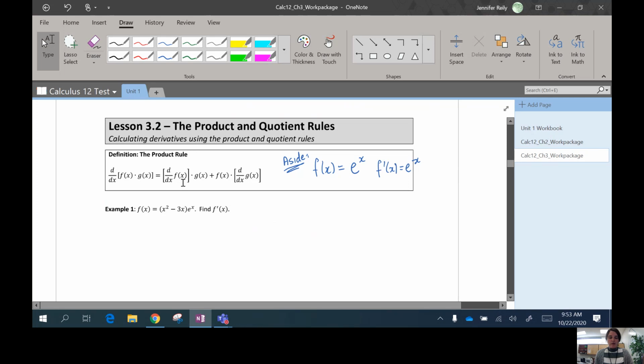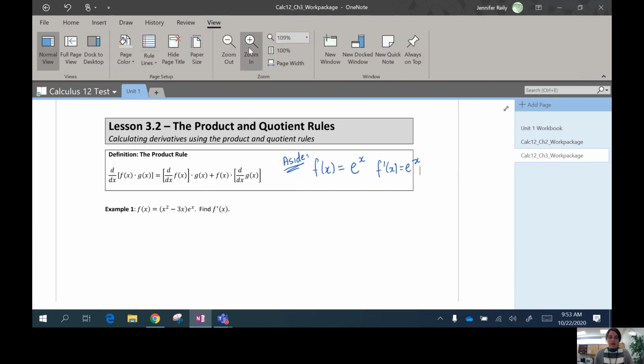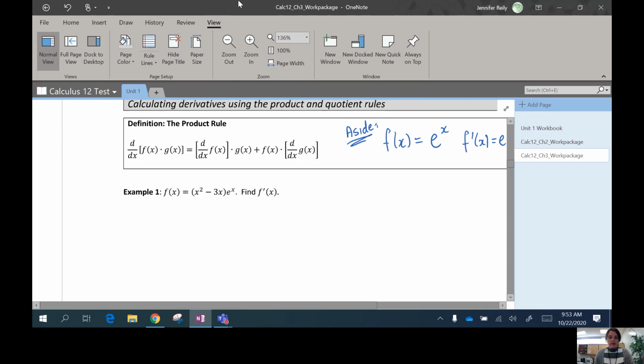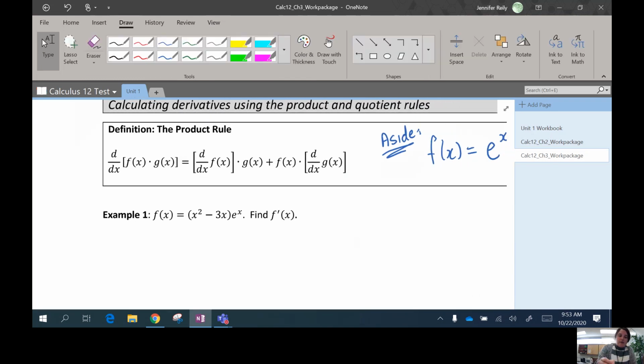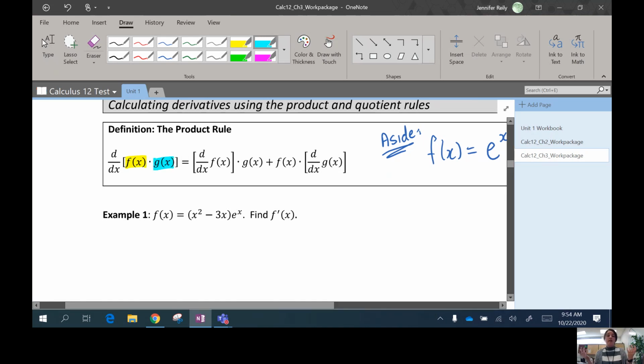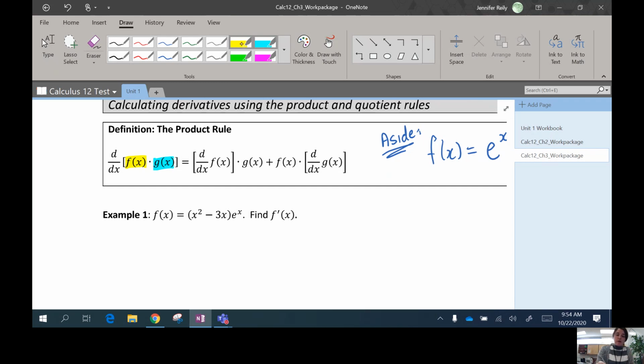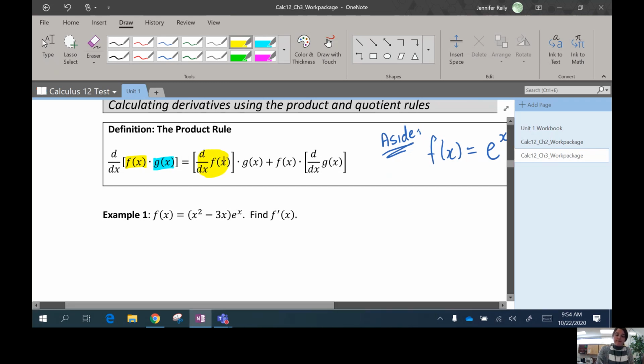Okay, so let's try the product rule. I'm going to use a lot of highlighting today so we can see the colors. So the rule is as follows. Let's say you have two terms being multiplied and you know how to take the derivative of both of those terms separately. Then here's what you do. So you take the derivative of the first term. So d by dx, remember, means derivative. And then you leave the second term. And then you add the first term times the derivative of the second term.